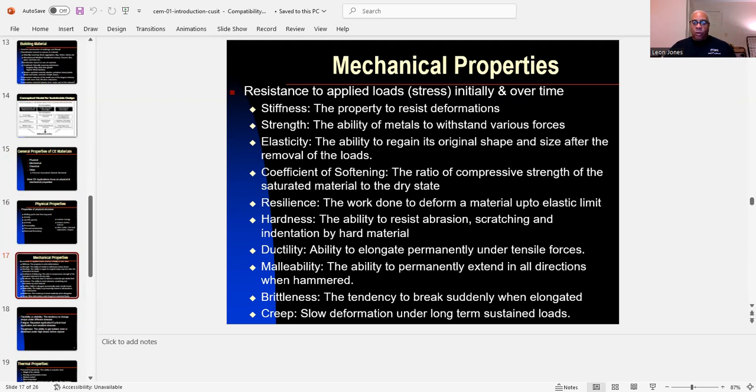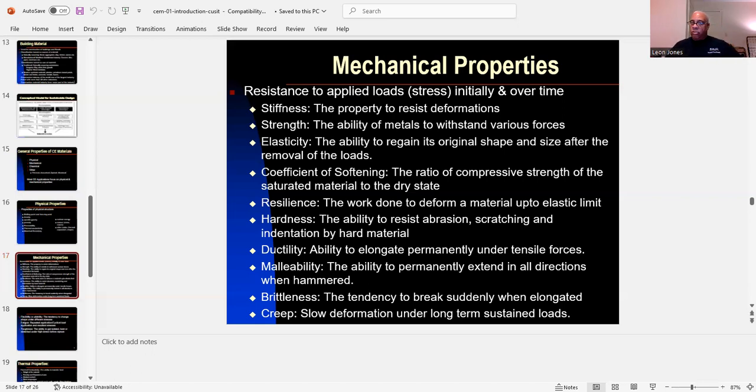And we have coefficient of softening. That's the ratio of compressive strength of the material that has been saturated to the dry state. Then we have resilience. That's the work done to deform a material up to its elastic limit. Hardness. That's the ability to resist abrasion, scratching, and indentation by hard material. Ductility. The ability to elongate permanently under tensile forces.